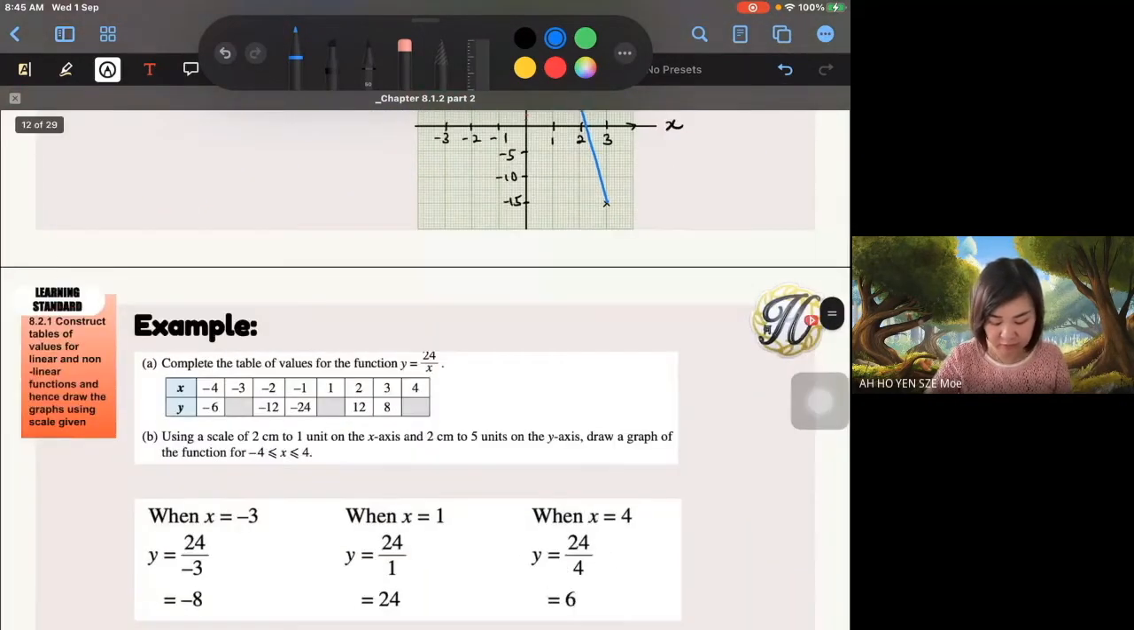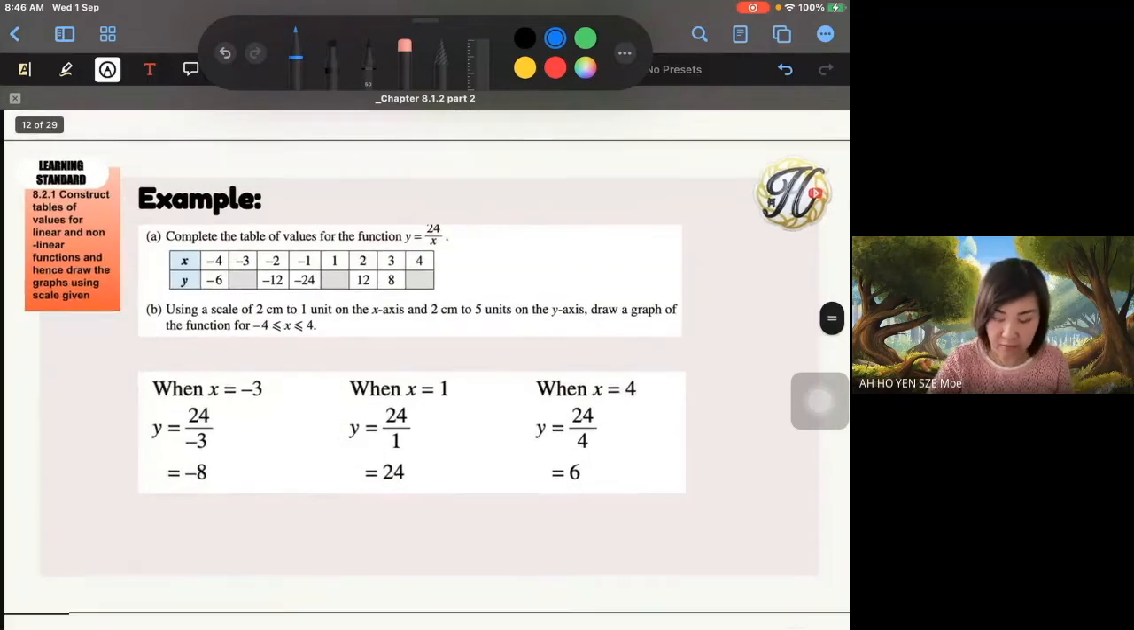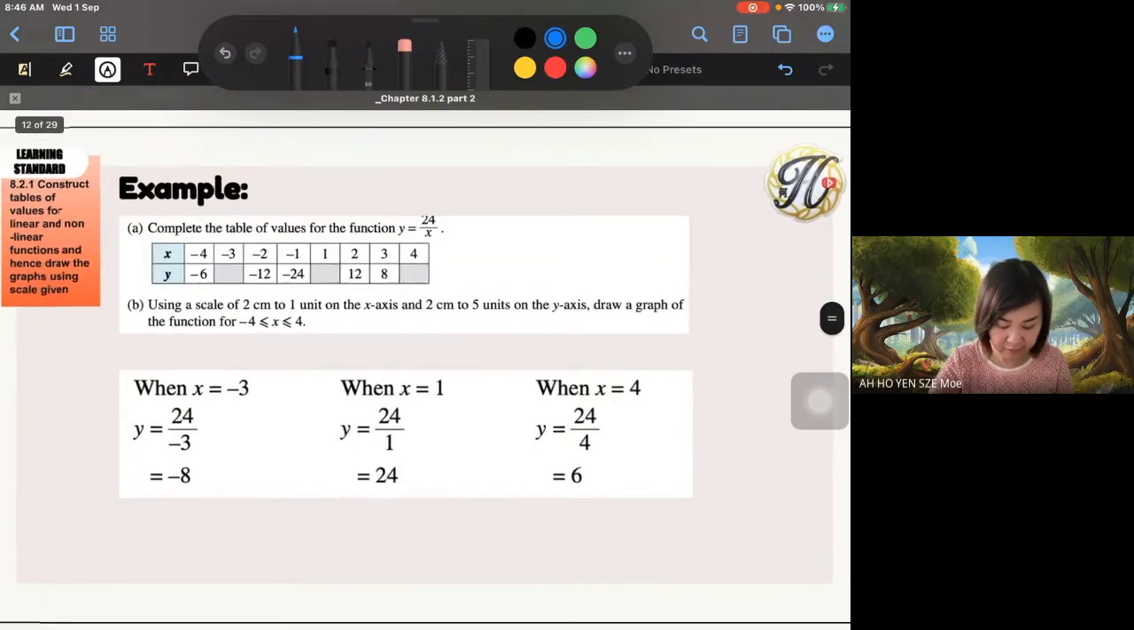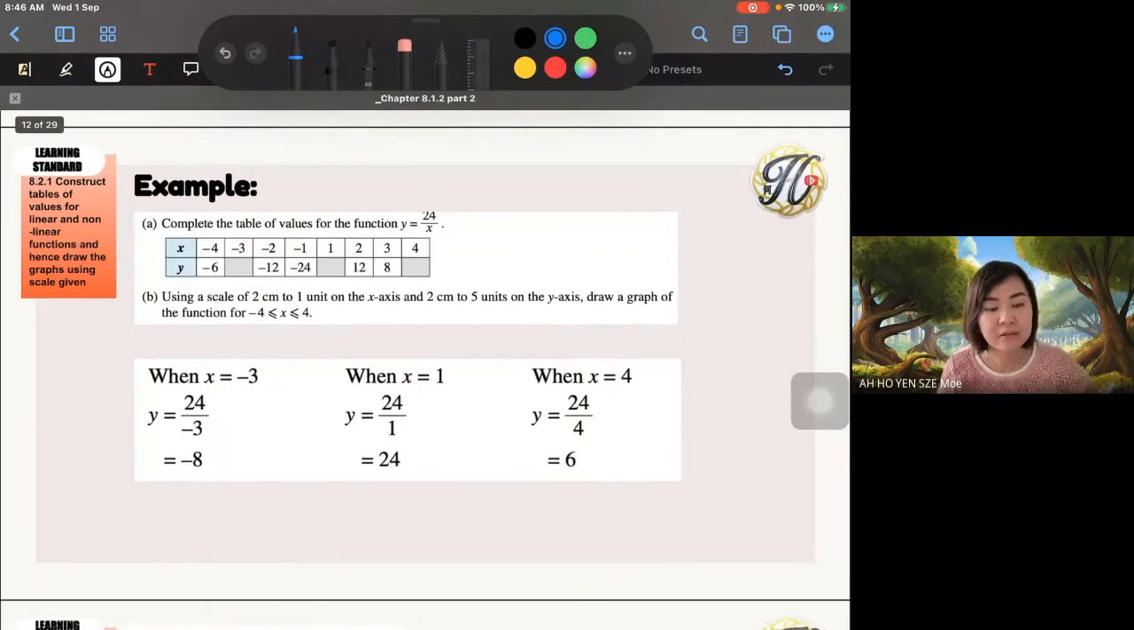Now we go to, what time is it? Class is until 9:30, right? So enough time. Another one, 24 over x. You see this one? This is another function, 24 over x, which means 1 over x.